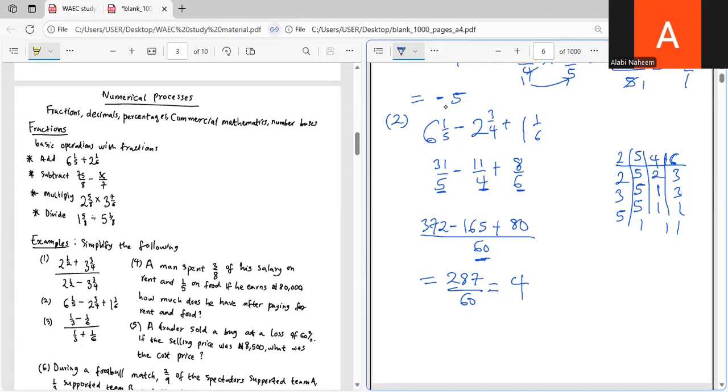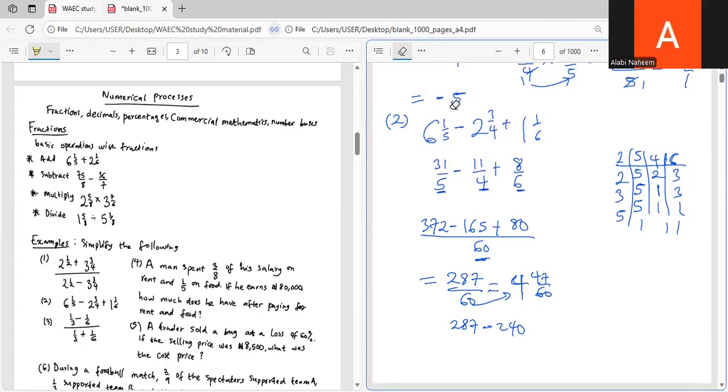We now say 60 times 4. Exactly, that's 240. Right? We now say 287 minus 240. We multiply 60 by 4 because this 4 is the whole number there. So 60 times 4 is 240. Now 287 minus 240, that's 47. That 47 is the remainder. So 4 whole number, 47 over 60. So this is how we convert to mixed numbers. So we have 287 over 60, or 4 and 47 over 60.